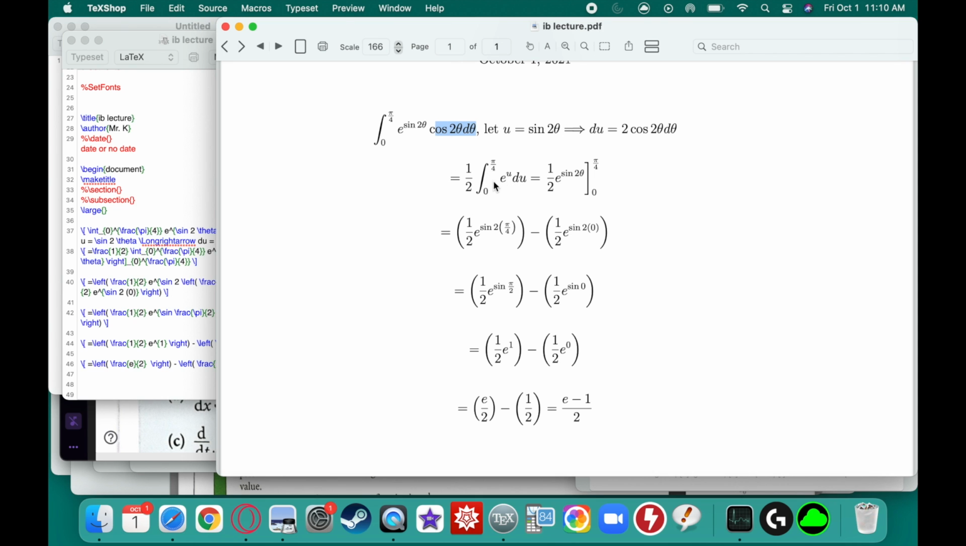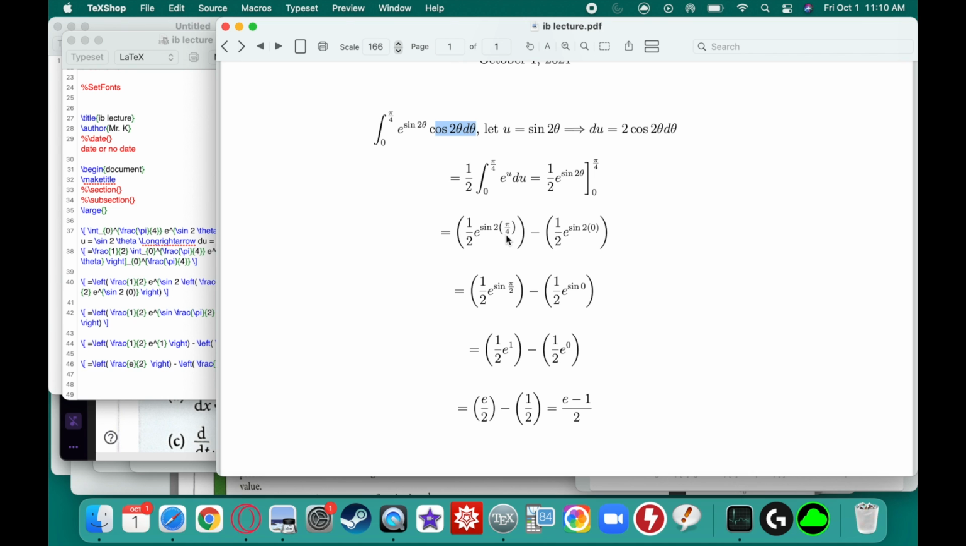So this actually becomes the integral from 0 to pi over 4 of e to the u with respect to u. Now we're happy. So we do our integral. The integral of e to the u power is just e to the u. And then we plug back in u, which is sine of 2 theta, evaluated at pi over 4 and 0. So pi over 4 goes here, and 0 goes here. I subtract the upper bound minus the lower bound.